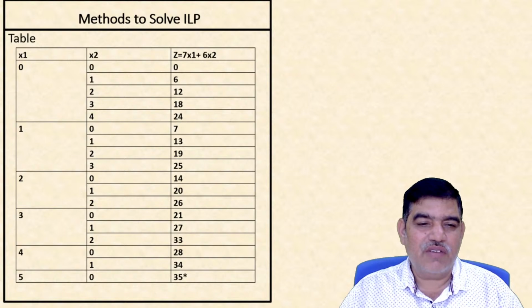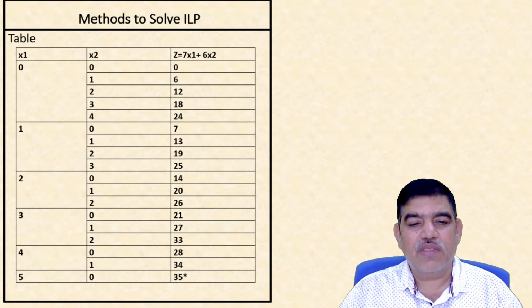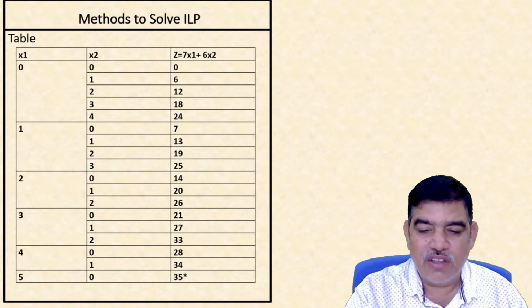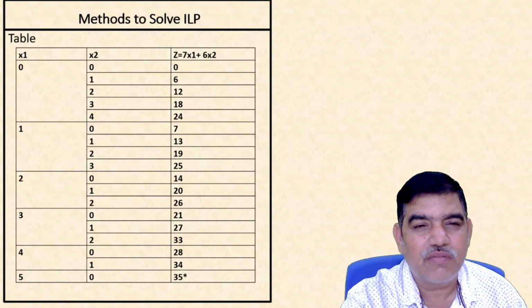becomes 28. If x1 equal to 4, x2 equal to 1, then z equal to 7x1 plus 6x2, so that's why we get 34. And when x1 equal to 5, x2 equal to 0, then z equal to 35. I am marking it with a star symbol. It is a special optimal solution.